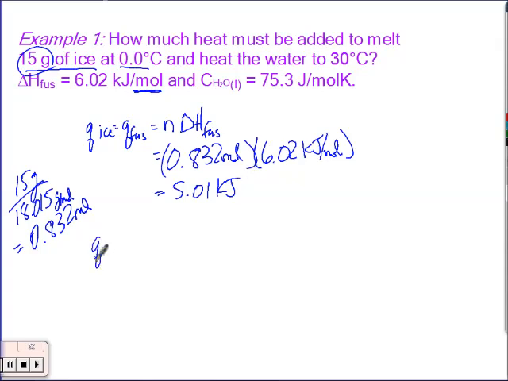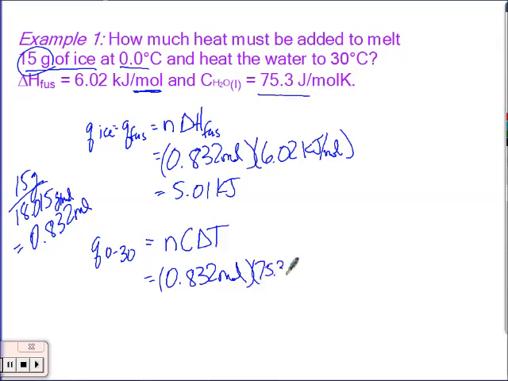Now once the ice is melted, from 0 to 30 degrees temperature change, I'm going to use n C delta T, what I used in the last chapter. My moles, again, are the 0.832 moles. C, in this case, they gave me the 75.3 joules per mole K. And the temperature change is 30 degrees minus 0, so 30 degrees Celsius. This is going to equal 1,879 joules.